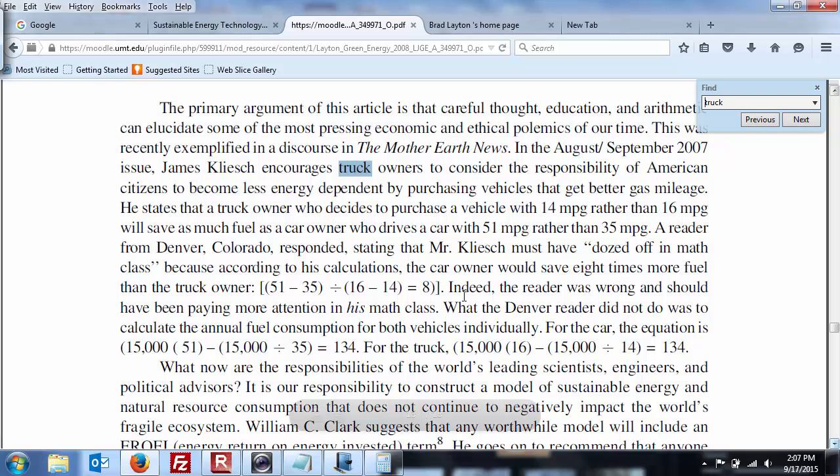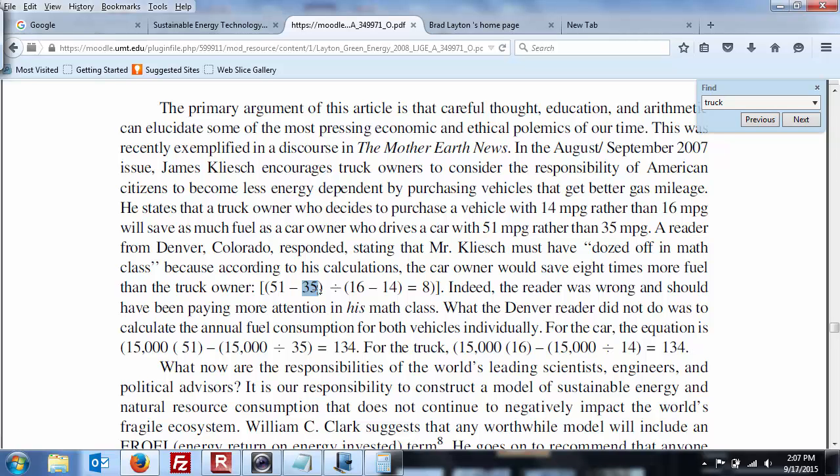Okay, so hopefully this makes sense. There's no secret here. What we're looking at is the fact that the difference in the miles per gallon is 8 times. So 51 miles per gallon in a super high efficiency car versus 35 miles per gallon in a moderate fuel efficient car. The difference in miles per gallon is 8.